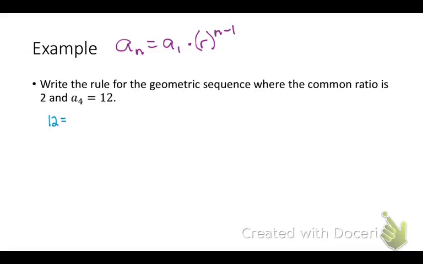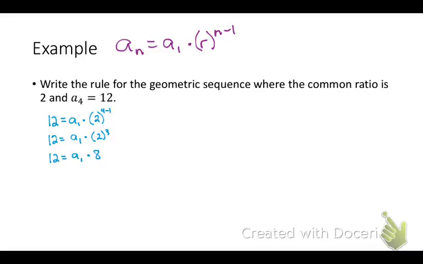Do we know what a sub n or a sub 1 is? Nope, that's just going to be a sub 1. Do we know what r is? 2. So 2. What are we going to write for n minus 1? What is n? 4. So 4 minus 1. So a little bit of math here. 12 equals a sub 1 times 2 to the third. 2 to the third is 8. So a sub 1 times 8.